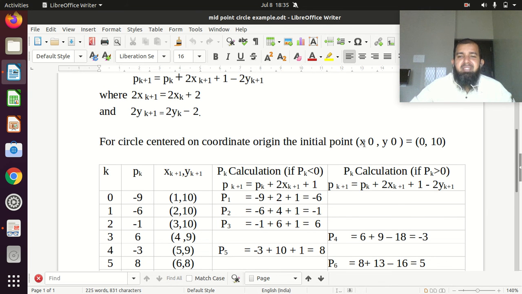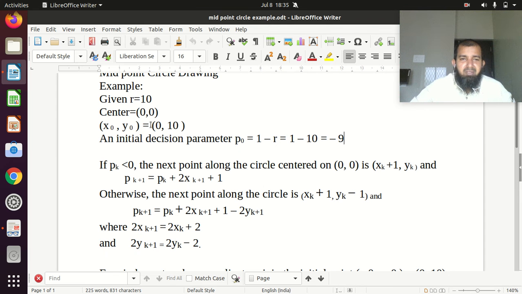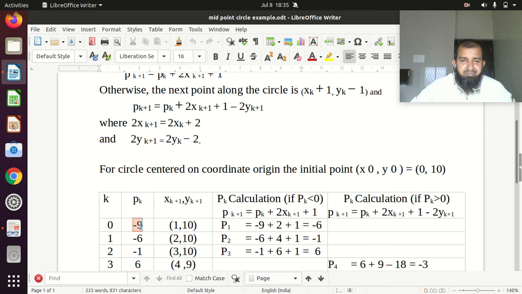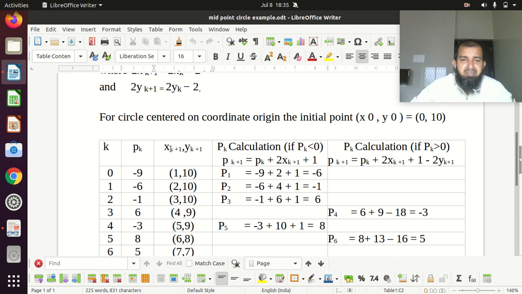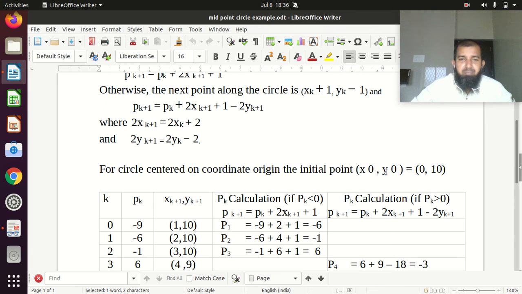So initial point is x0 is 0, y0 is 10. Okay, k is equal to 0. What is p0? 1 minus r, r is equal to 10. We calculated here: p0 is minus 9, so write as it is. Then if pk is less than 0, xk plus 1, x gets incremented, and yk plus 1, y does not get incremented, y remains same. So previous y0 is 10, so y1 is also 10 only.